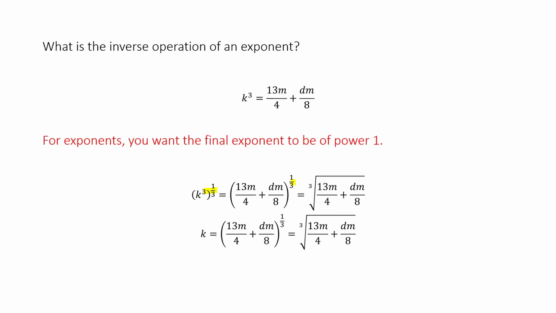And in this case, the answer is k equals the bracket of 13m over 4 plus dm over 8 to the power of 1 over 3, or the cube root of that. So that's how I rearrange formulas that involve exponents.